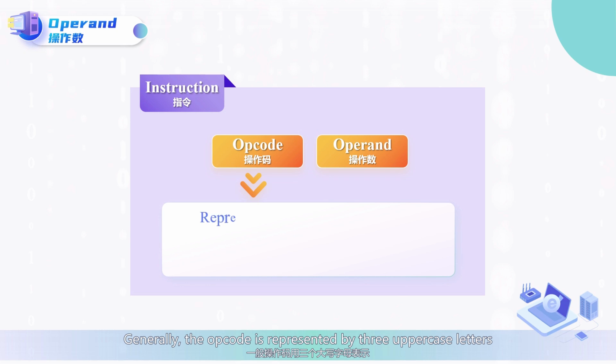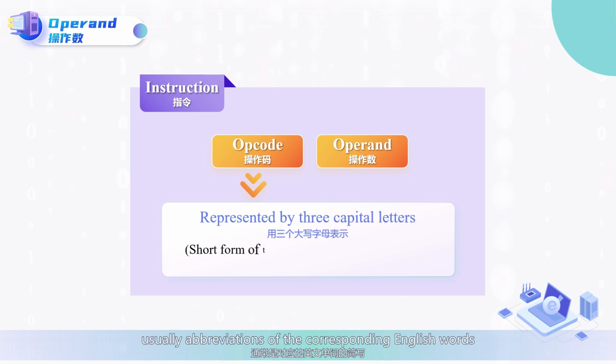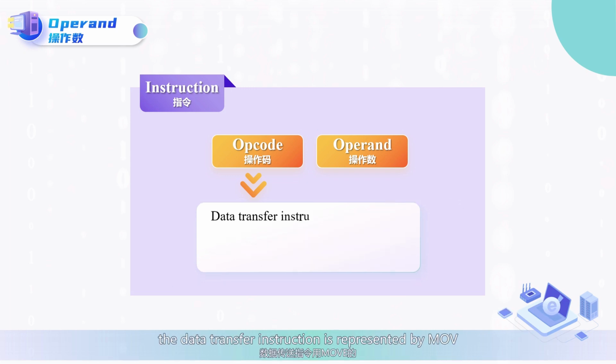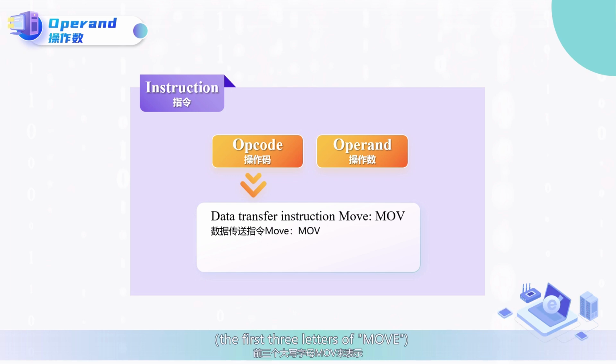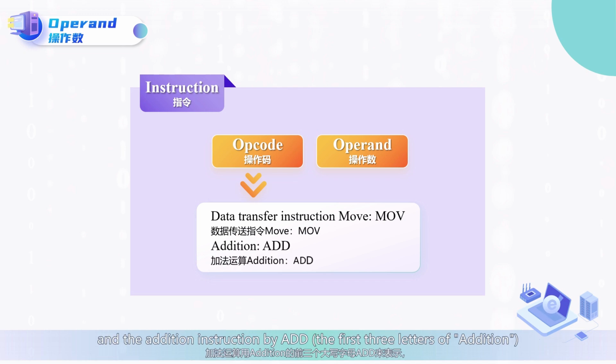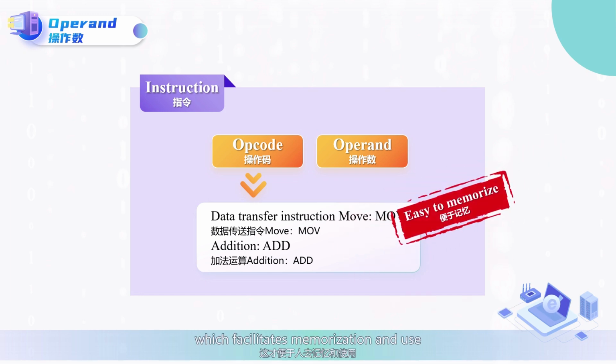Generally, the opcode is represented by three uppercase letters, usually abbreviations of the corresponding English words. For example, the data transfer instruction is represented by MOV, the first three letters of move, and the addition instruction by ADD, the first three letters of addition, which facilitates memorization and use.